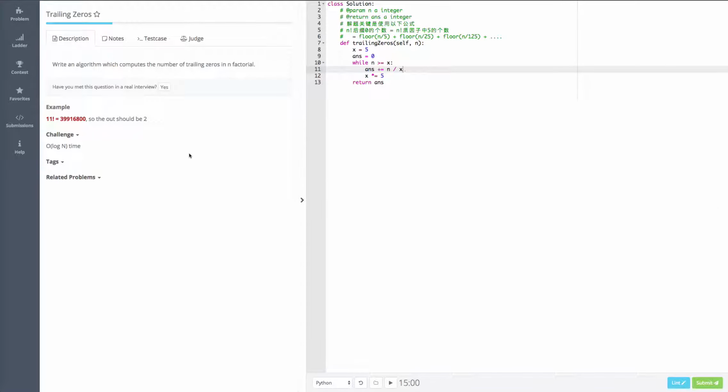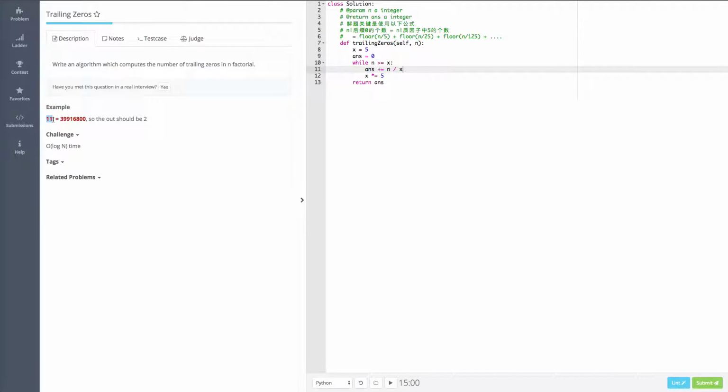Hi guys, today let's look at LeetCode number 172, Factorial Trailing Zeroes. Let's look at this description to see what it is. This problem asks us to write an algorithm which computes the number of trailing zeros in n factorial. So what does it mean? Let's look at this example.